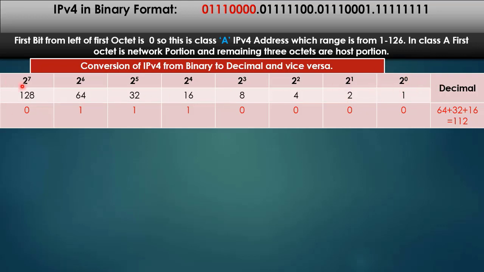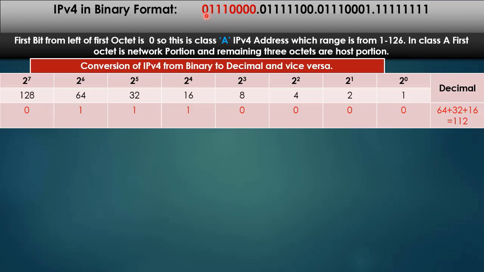When we evaluate the power function 2 raised to power 7, we get the result 128. Next 64, next 32, and it ends at 1. Bit 0 means off and bit 1 means on.